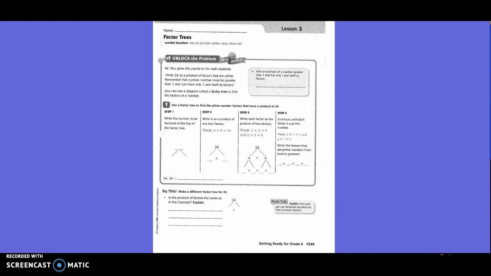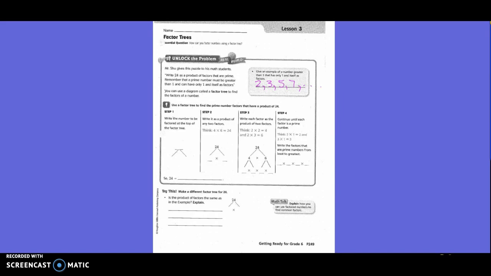You can use a diagram called a factor tree to find the factors of a number. Give an example of a number greater than 1 that has only 1 and itself as a factor. So what would that be? 2, what else? 2, 3, 5, 7, and then so on. There's a whole bunch more, right? 11, okay?